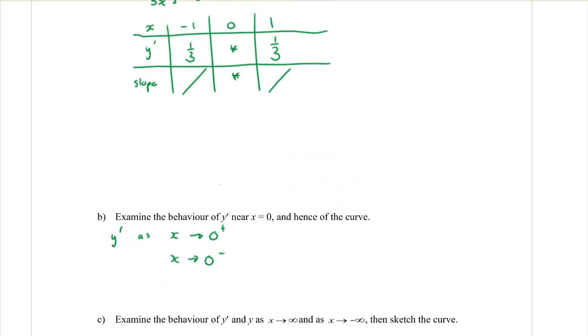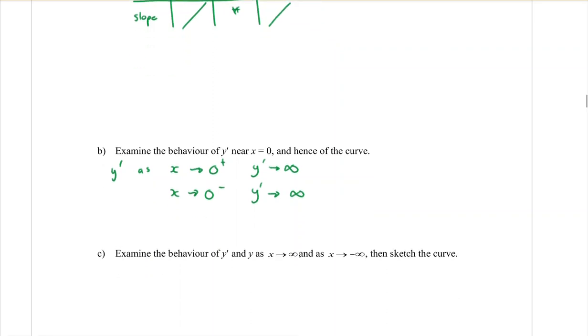Well, what do we find in our table? If I went to the negative side of that 0, it was approaching a positive number. But what do you think that's going to be? What am I going to say y dash is approaching? Y dash is approaching infinity. And if I go to the positive side of 0, it is also a positive a third, so it's also going to be approaching positive infinity. So that tells us that there is a vertical tangent at the origin 0, 0.